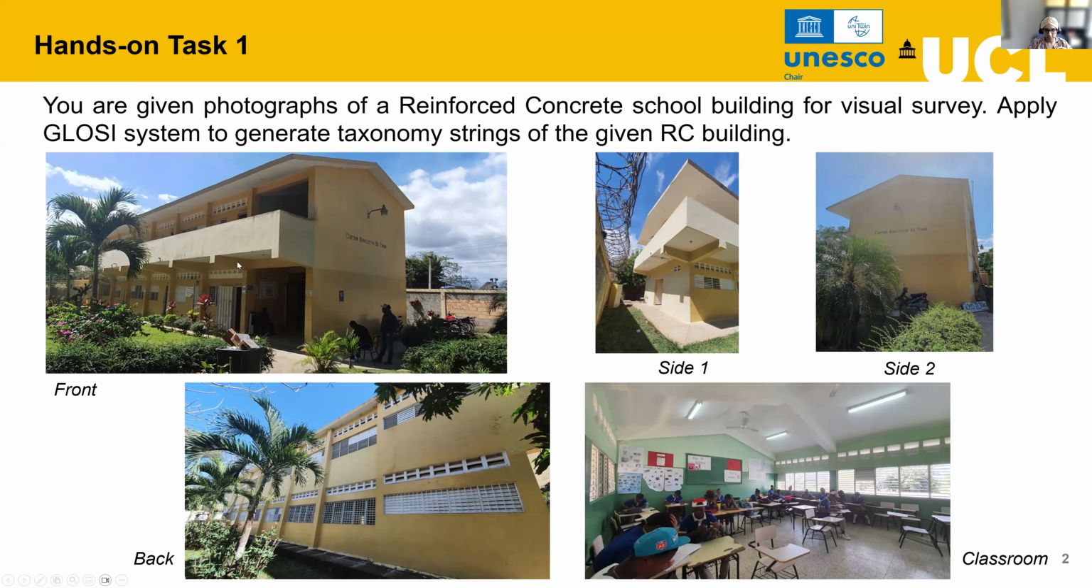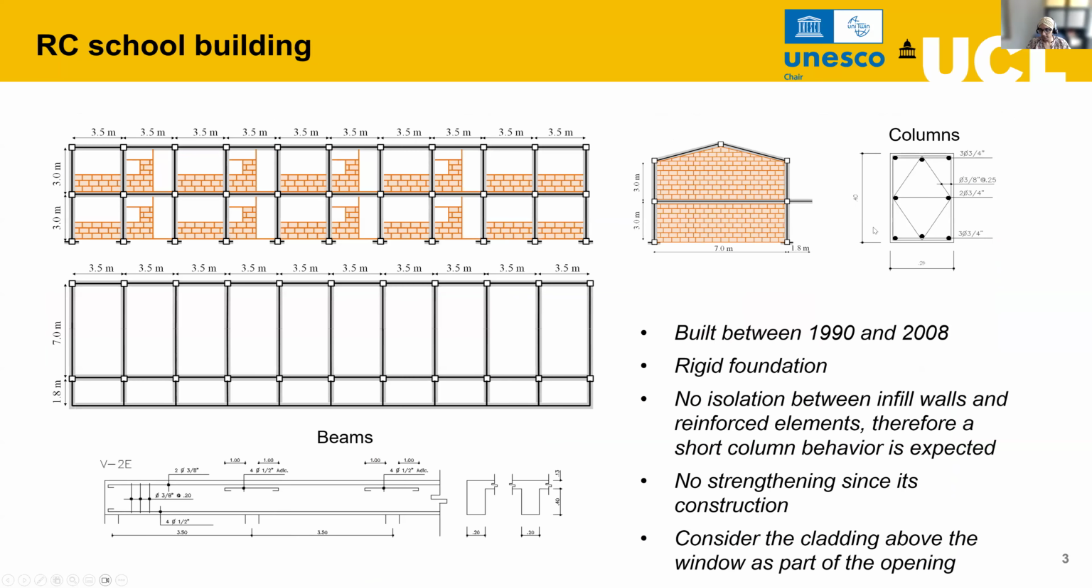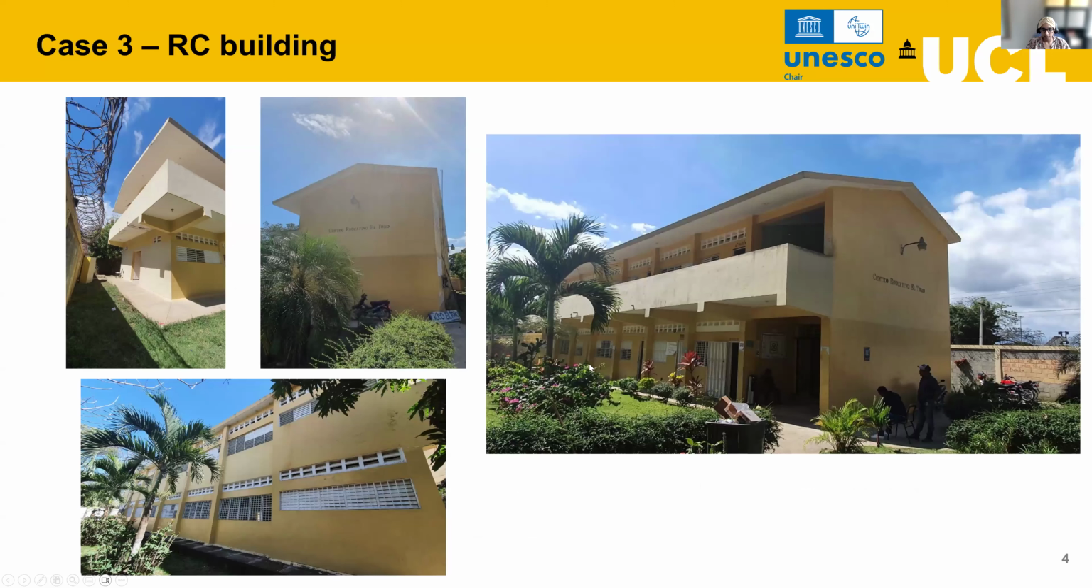The task was to identify the parameter attributes for the GEM taxonomy parameters. We were also given additional information on the plan and elevation, some of the section details for the columns and beams, and some additional information about the design features of this building. So we can look at this in detail now.